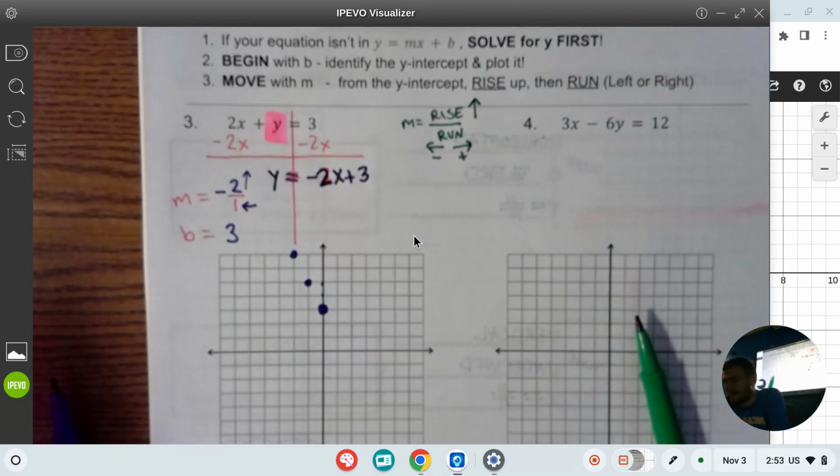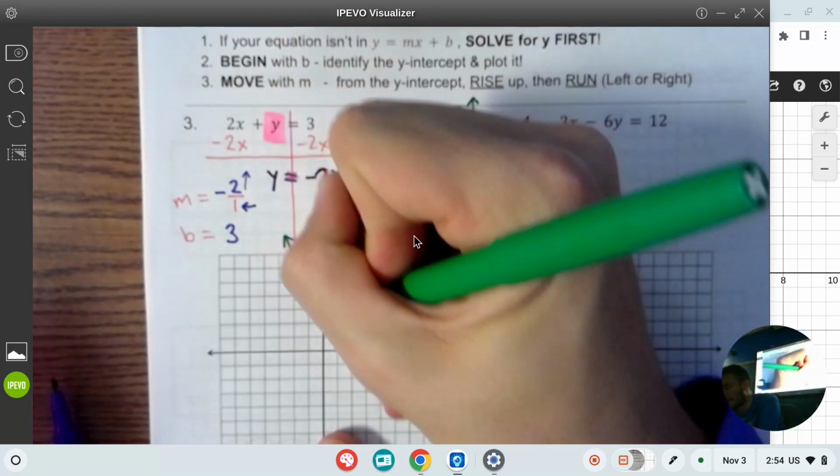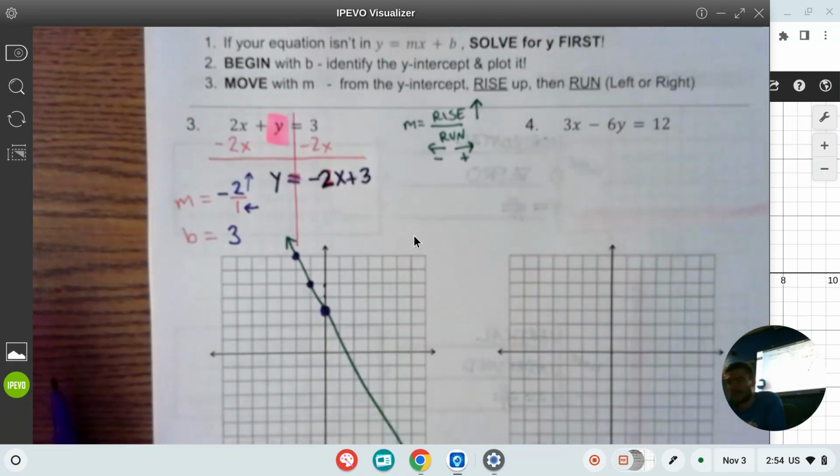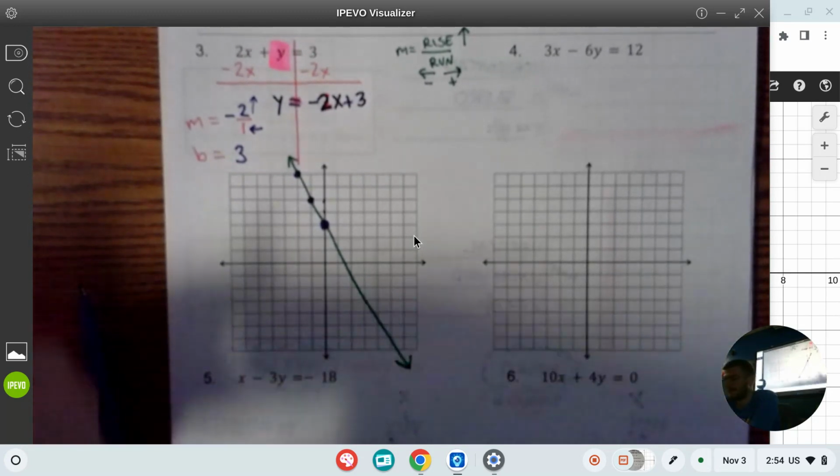Now I have 3 dots in a row. Now I will draw my line. I know we don't have rulers yet. I'll get you rulers for the classwork, but it's not that big of a deal. Draw a line that goes all the way across.